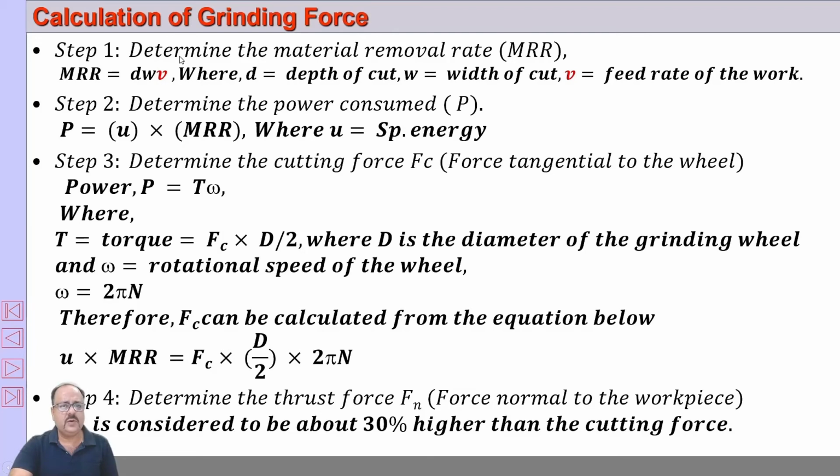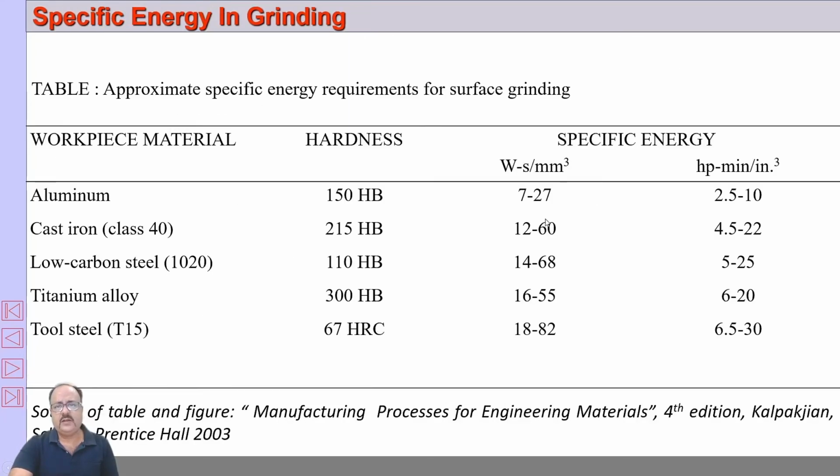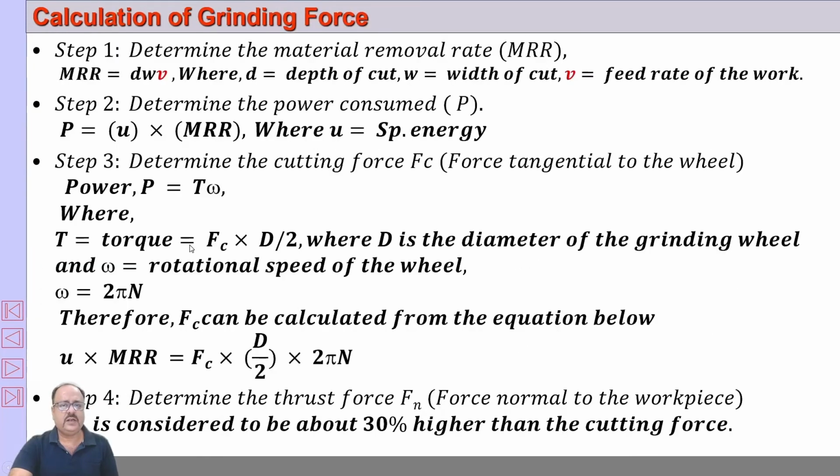Once you have the material removal rate, from a handbook, like this table, you can find out the specific energy for the particular material you are cutting. It gives a rough estimate of the power. Power is equal to the specific cutting energy times the volume of material removed per unit time. So that will give you the power that is being consumed, a rough estimate of the power that is being consumed.